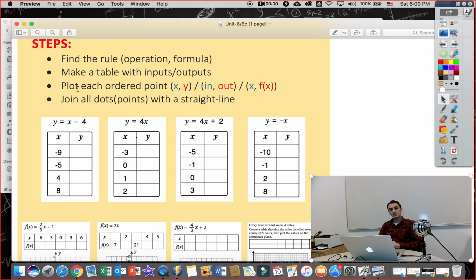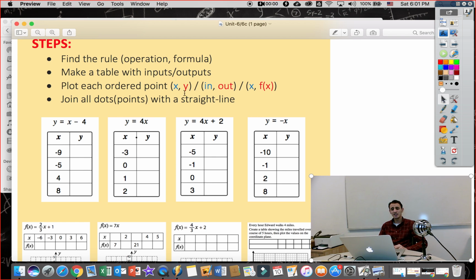And then we need to take these numbers from the table and make ordered pairs, just in brackets with a comma between them. The first number x, second number y. First number x, second number y. And then we will plot these points on our field, on the coordinate plane. We need to find the places of these points and make a dot for each point on the coordinate plane. Okay, this is step number 3.